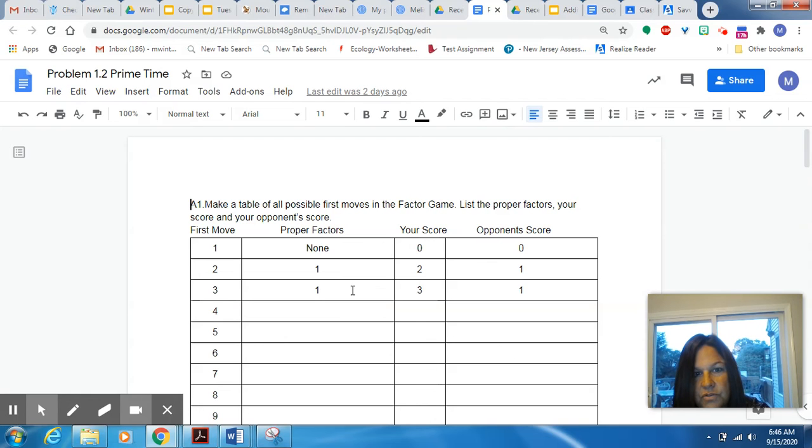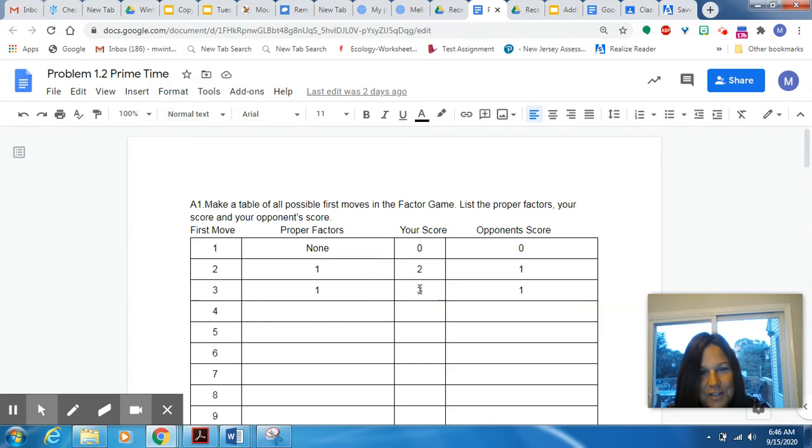And of course, this is just for the first move. So for this, we're assuming that no other numbers have been taken. See, it's the first move. So you're listing all proper factors. That includes 1, but does not include the number itself.